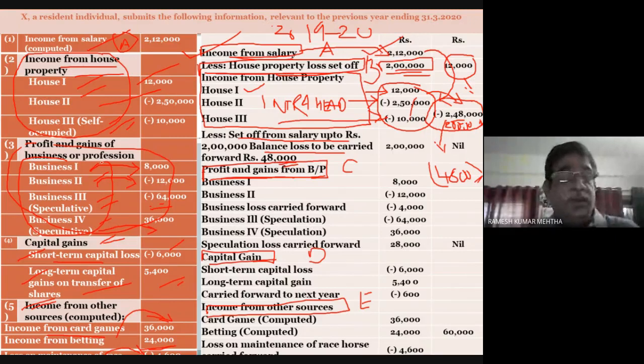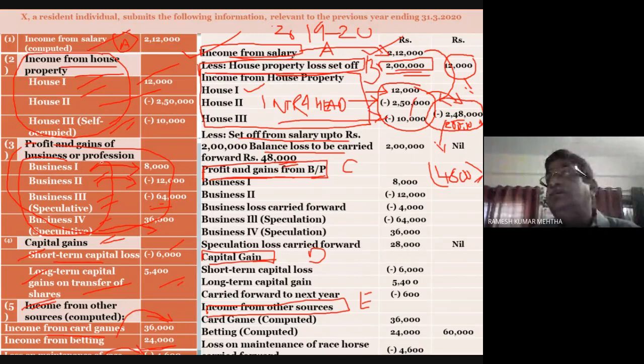I will just tell you the rules of how to set off under the intra-head of business income. Intra-head rules for business income. Please remember that speculative business loss can be set off against speculative business gains only. This is rule number one. Rule number two: normal business loss or non-speculative business loss can be set off against non-speculative business profits as well as speculative business profits. You have to just remember; there is no other way out.